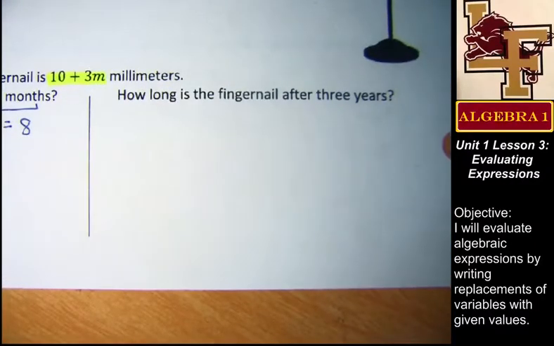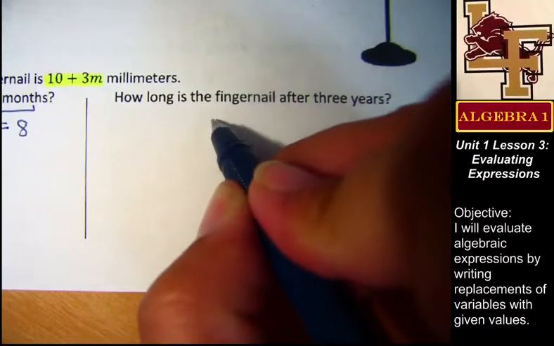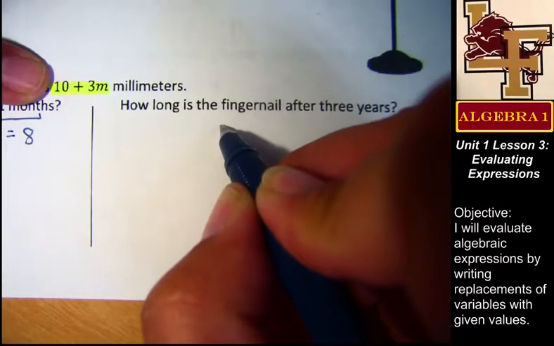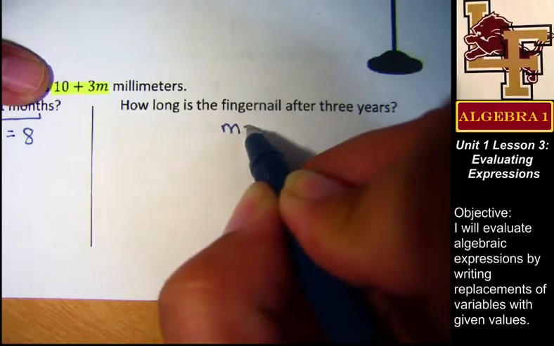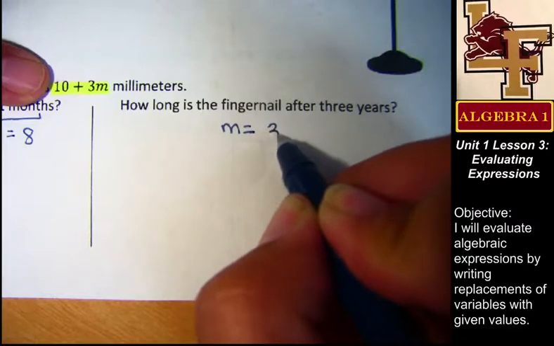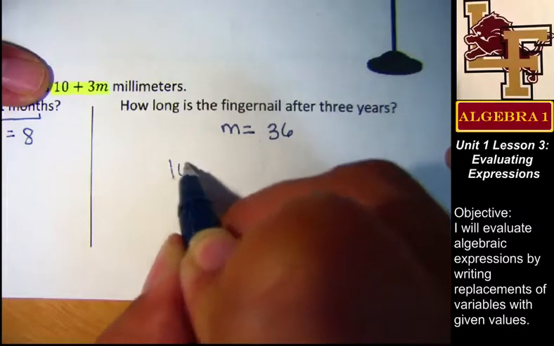How long is your fingernail after 3 years? Oh my god. If I let these nails grow, and assuming I don't break them, because I didn't do any dishes, and I didn't have to type and I could just sit there and let my nails grow, how long would they be? Our expression is in months. How many months in 3 years? 36. So our m is 36.